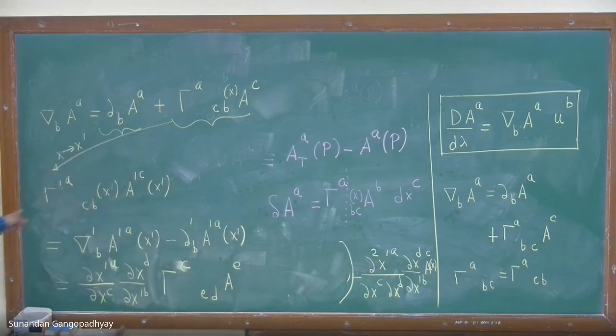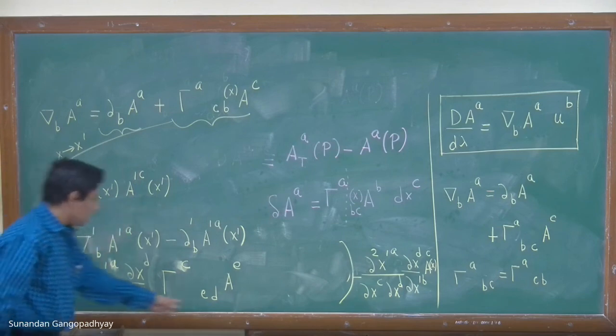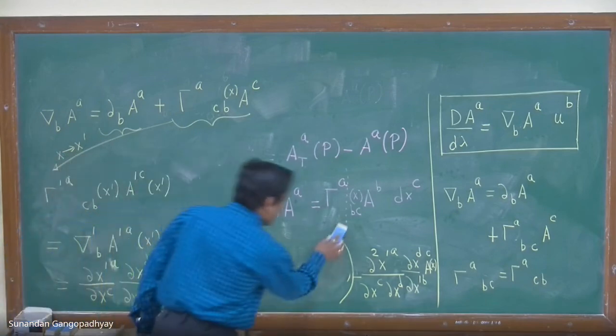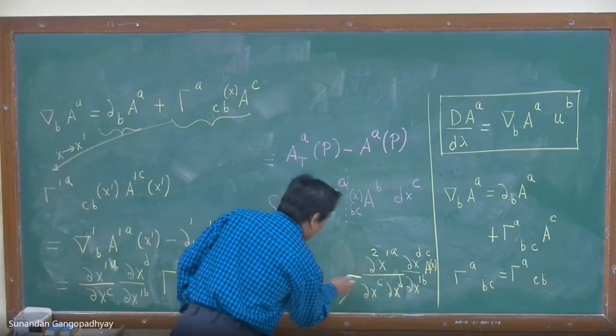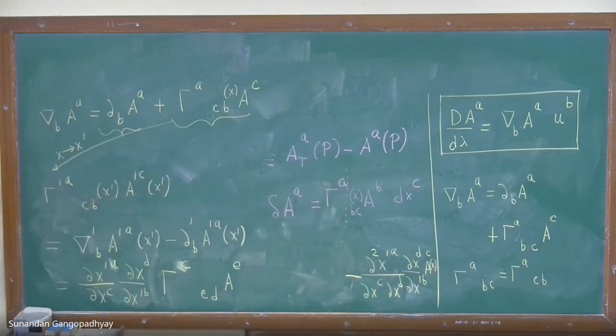So you can see that this object, the first term, transforms like a tensor, but there is the last term which actually spoils the tensorial property. Right?